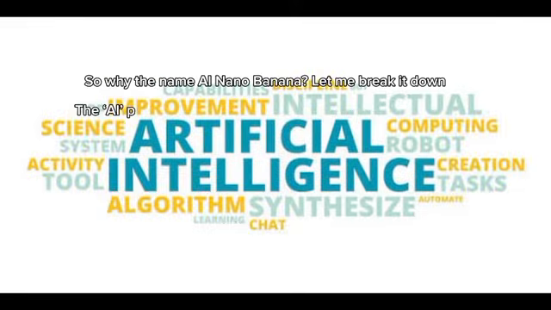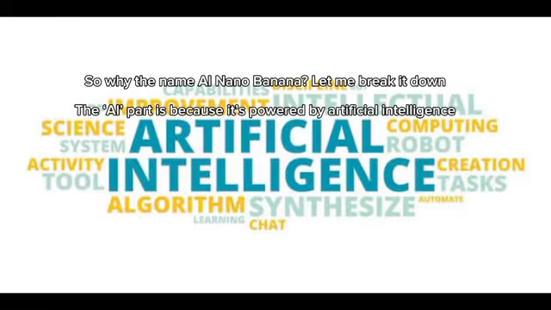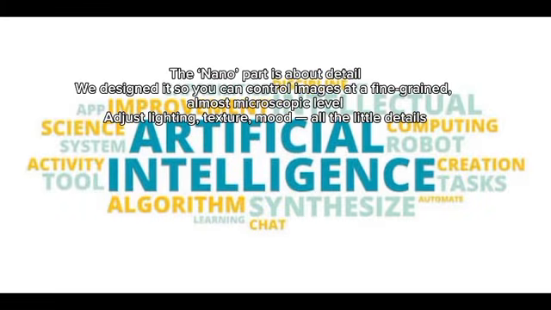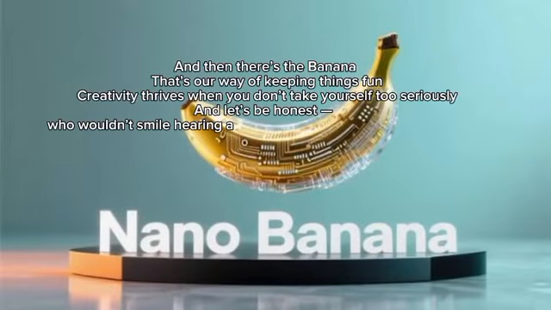So why the name AI Nano Banana? Let me break it down. The AI part is because it's powered by artificial intelligence. The nano part is about detail. We designed it so you can control images at a fine-grained, almost microscopic level. Adjust lighting, texture, mood, all the little details. And then there's the banana. That's our way of keeping things fun. Creativity thrives when you don't take yourself too seriously. And let's be honest, who wouldn't smile hearing about an AI tool named after a banana?